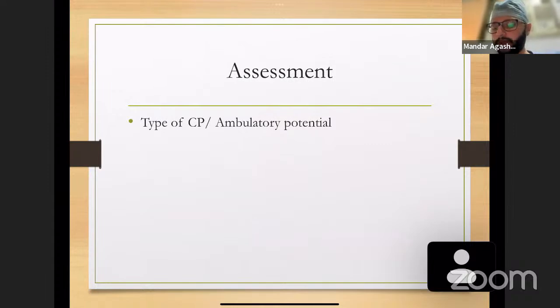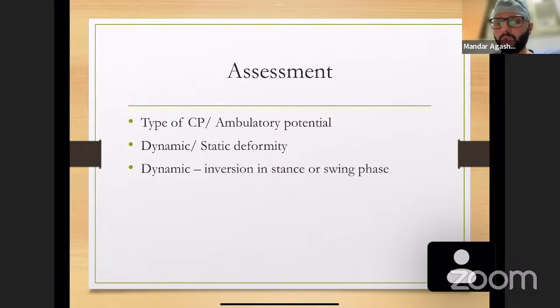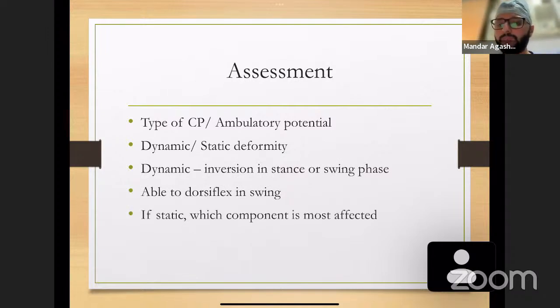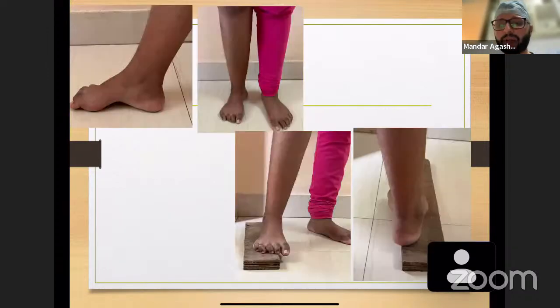I think Dr. Manoj may have explained how to assess the foot. Basically, you look at the type of CP with the ambulatory potential, and whether it's a dynamic or a static deformity in the foot. In the dynamic deformity, you check the inversion, whether the foot is inverting or supinating in the stance or the swing phase. Whether the child is able to dorsiflex in swing is one important thing to think of when deciding what sort of transfer we need to do. If static, which component is the most affected? And the most important is the Coleman block test.